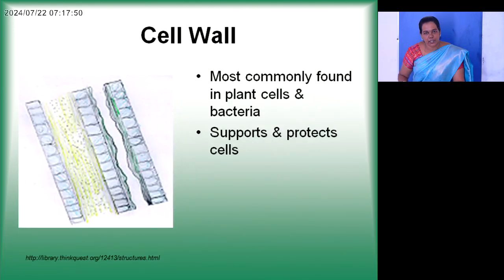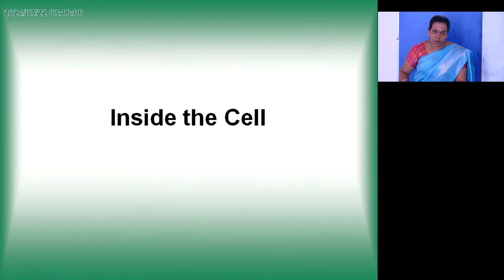The next one is the cell wall. It is the outermost layer of the cell which gives structural integrity to the cell. It gives rigidity and protection to the cells. Most commonly it is found in plant cells and bacteria. Usually animal cells do not have a cell wall.